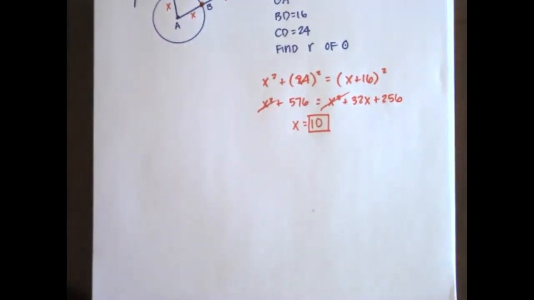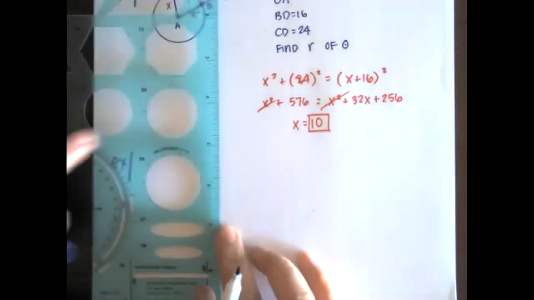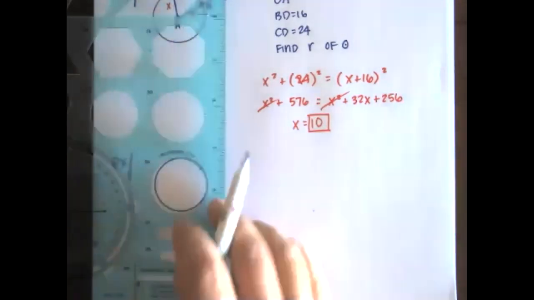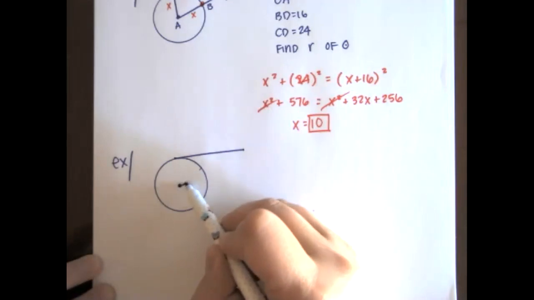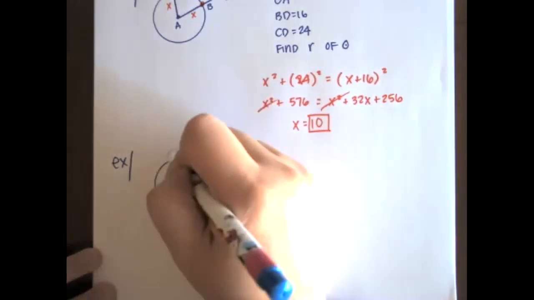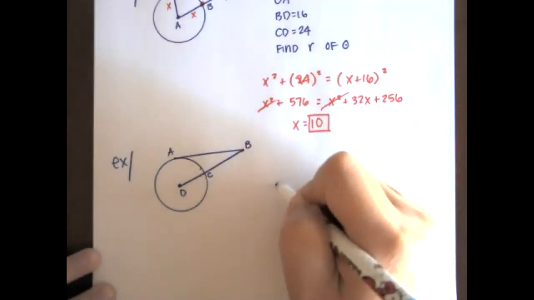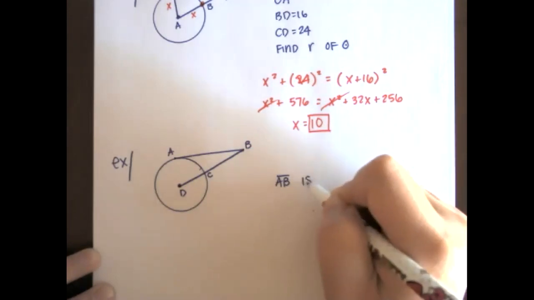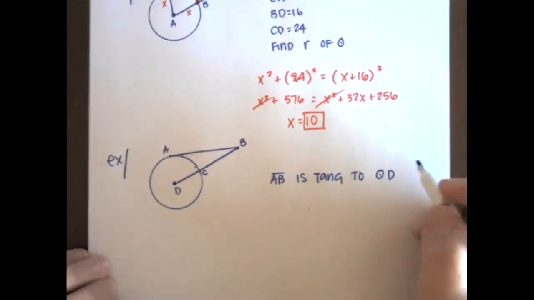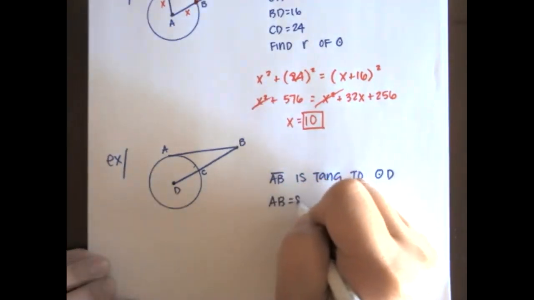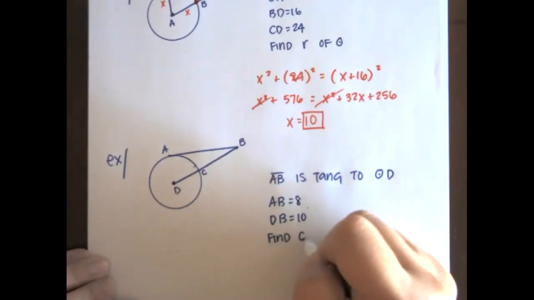All right, so next example. So let's draw this. There's a similar picture, A, B, C, and D. So AB is tangent to circle D. AB is 8, DB is 10. Find CB.